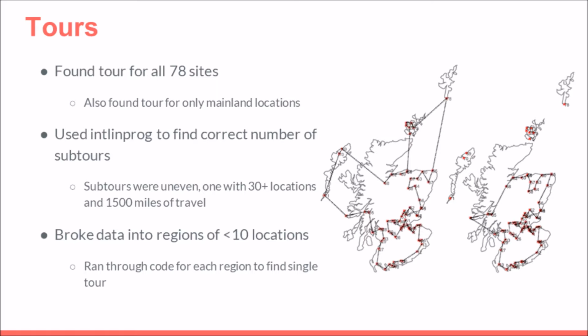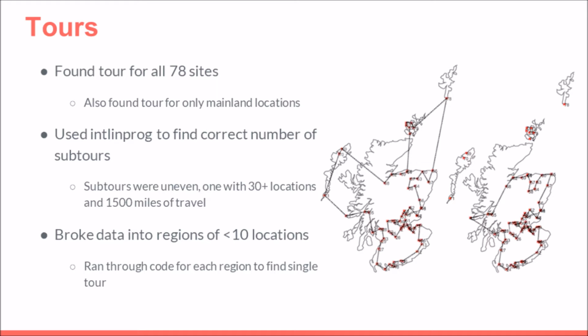Due to this fact, I also solved for a path that only went around the connected mainland of Scotland, as shown on the right. I used intlinprog to find 7 subtours, one for each day that the pass was valid, but due to the distances and closeness of certain sites, these subtours were very uneven. One of the 7 subtours had 30 plus sites out of 78 and had a total of 1,500 miles of travel in one day. This solution wasn't feasible.